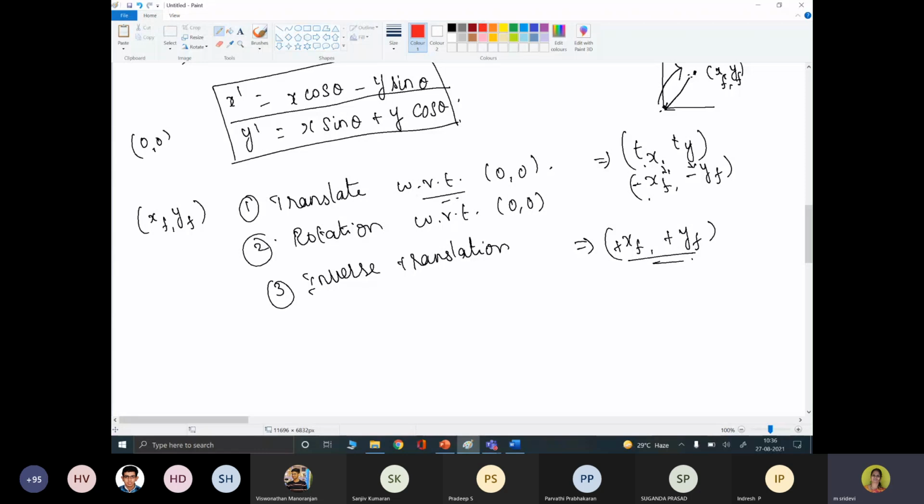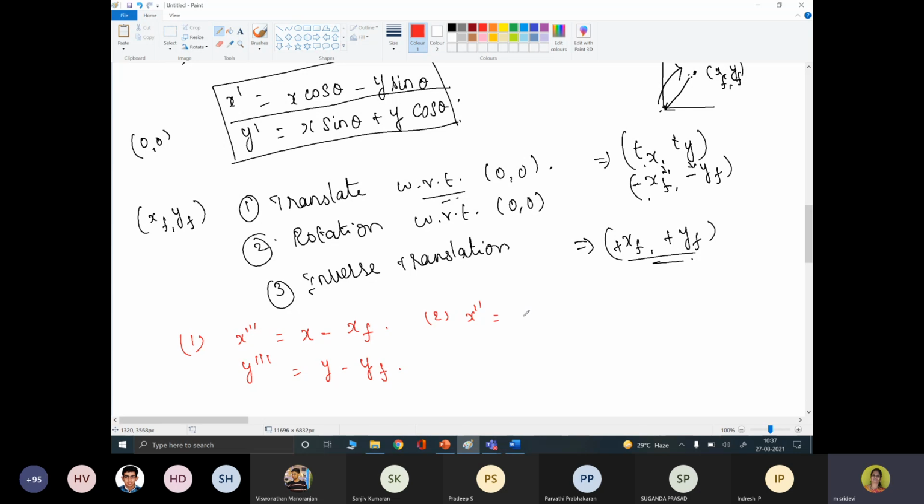In step 1, we get x triple dash, which is x, the original point of the object, minus the translation factor xf. Similarly, y triple dash is y minus yf. In the second step, we perform a rotation. Now the object is aligned with the origin, and we perform a rotation with an angle of theta.